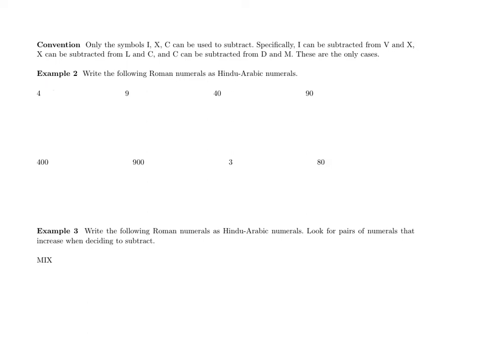Let's say you'd like to write 4. What you can do is you can say, I'll have 5 and take away 1. So 4 will be written as IV. We talked about 9 on the previous slide. Instead of writing V followed by 4 I's, you can go up to 10 and take away 1.